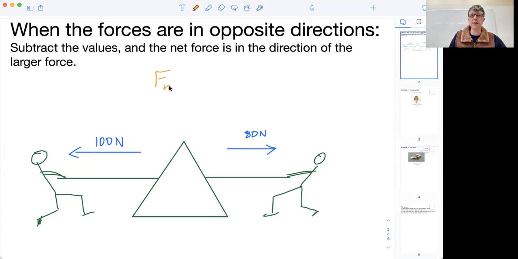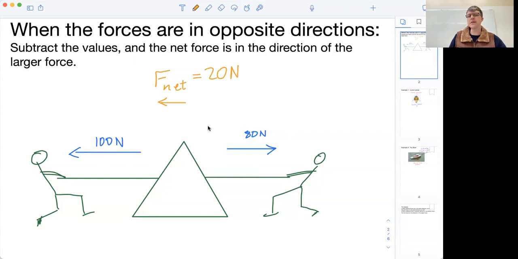I'm going to write F net equals 20 newtons. But the question is, which direction is it? Well, the net force is in the direction of the larger force. So in this case, the net force is going to be to the left because the bigger force is over here. So the net force isn't very big, it's only 20, but it's going to the left.